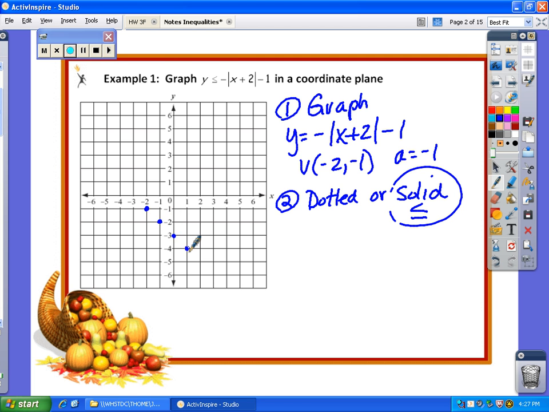Let's continue. You need to continue this all the way out the graph. Now do the opposite. So left one, down one. Alright, so we're going to draw a solid line.